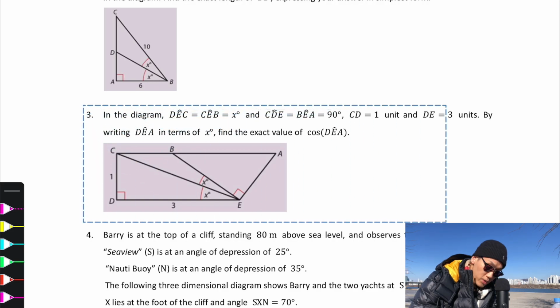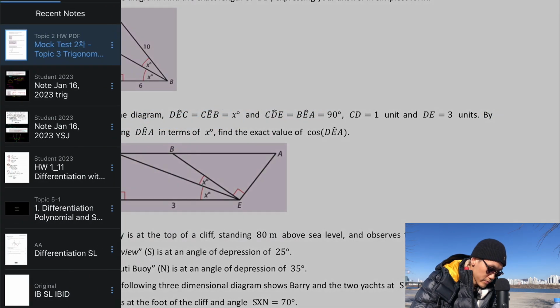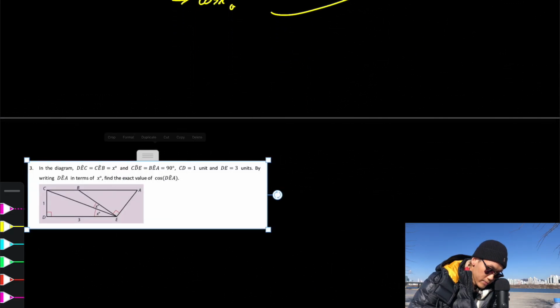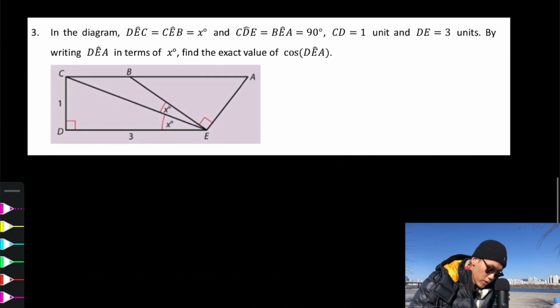Okay, so like question number 3, this is also a very lovely problem in my opinion, right? Why this is a lovely problem is the following. Because you can use whatever information you want, so I will do that.